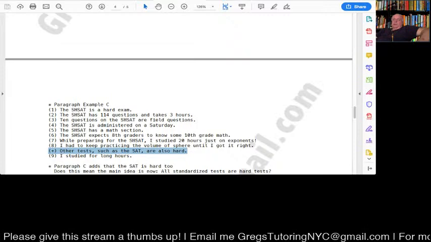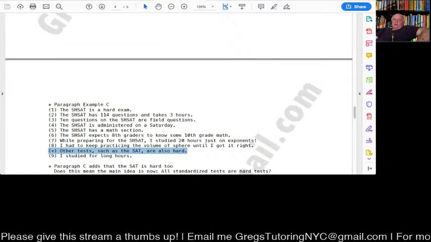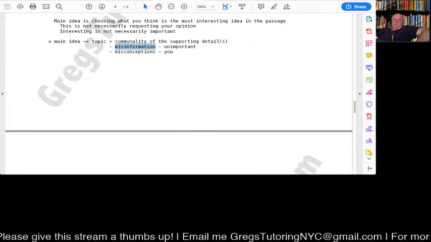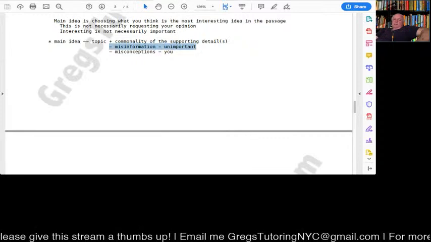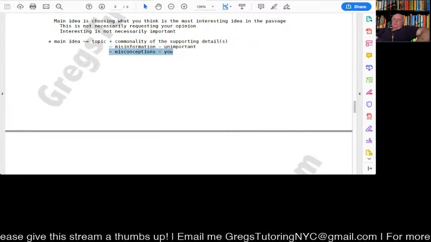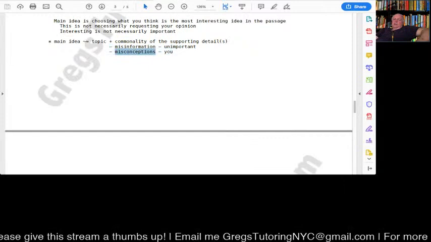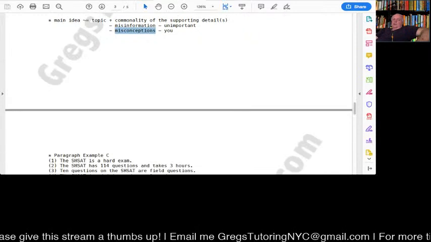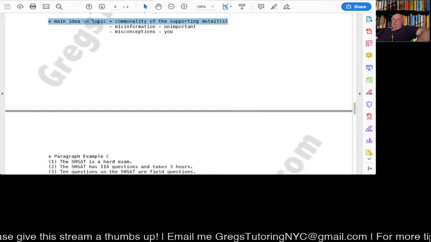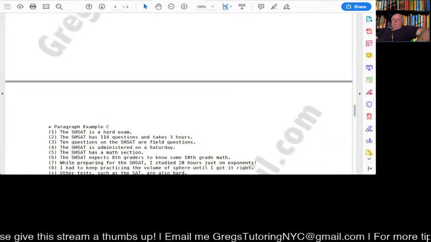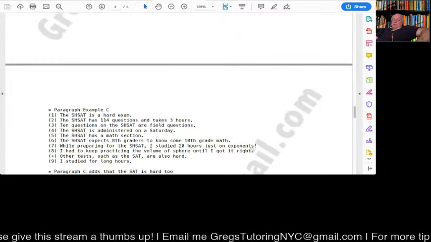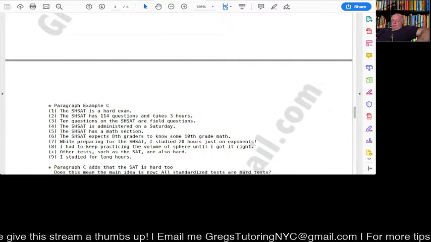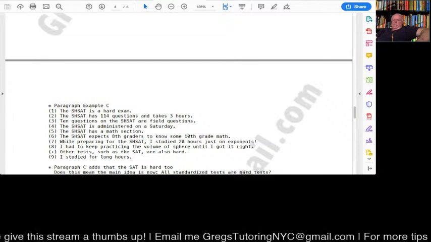Okay, is the plus line unimportant? Is it misinformation? Is it because you took the SHSAT and you think it's hard too, that therefore that's the main idea? Is it just a misconception that we're just totally off base here? Or is it part of the commonality of the supporting details? So this is where things start getting tough, once we understand everything else I just talked about. So does this mean all standardized tests are hard?